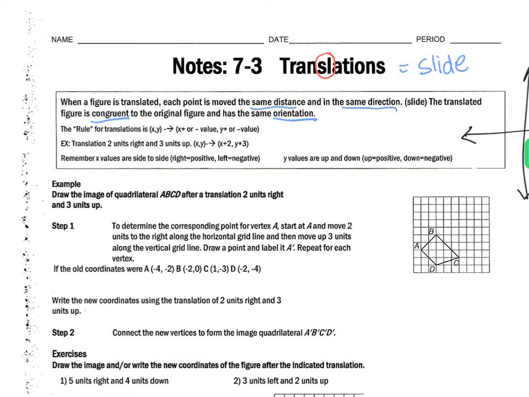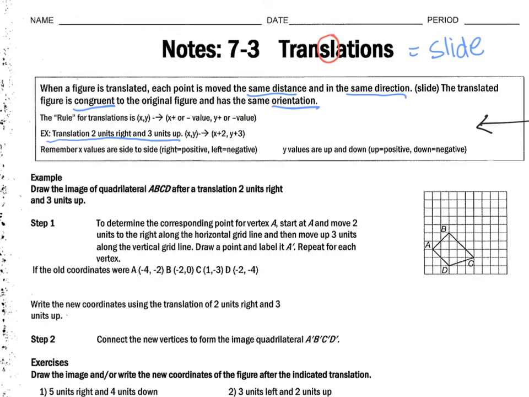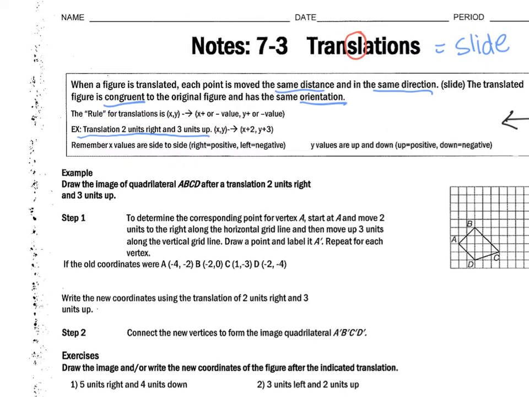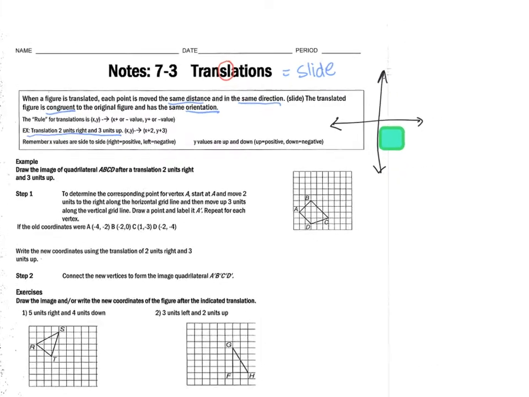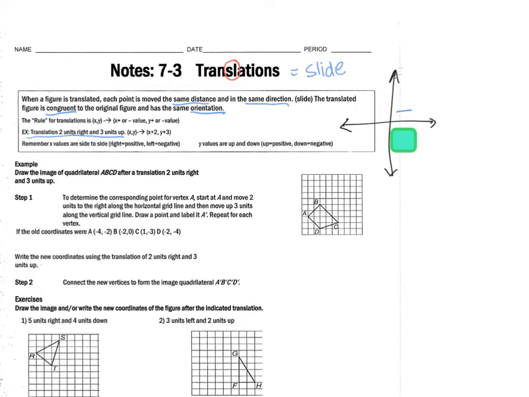So the rule, like I talked about, uses x and y. If you were given the translation 2 units to the right and 3 units up, you would write x plus 2 and y plus 3. And the reason we do that is because if you have your coordinate plane, with our y-axis and our x-axis, and you're moving to the right, what kind of numbers are these right here? They're positive, right? So if we go to the right, that means positive numbers, or addition.